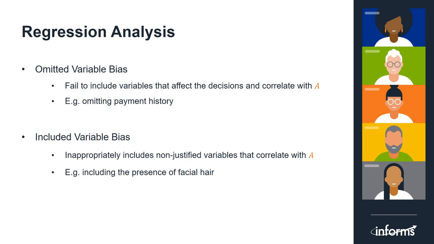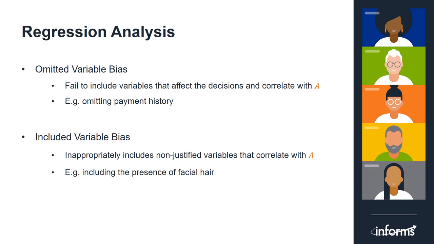Omitting variables that affect the dependent variable and independent variables in a regression can lead to bias in the estimation of the coefficients. The same logic applies here. For instance, in the loan granting example, a decision maker may use payment history, which correlates with gender, in making loan granting decisions. If the investigator does not include payment history in his regression, he may incorrectly conclude that the decision maker discriminates based on gender.